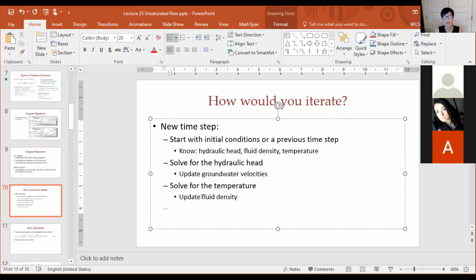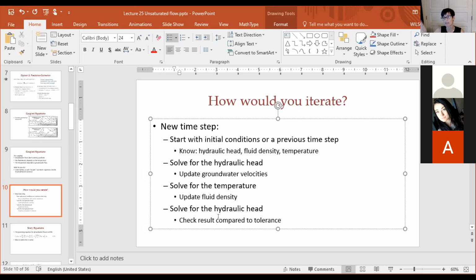Now that you've updated the fluid density, what you're going to do is start that iteration. You're going to solve the hydraulic head again, right? And then you're going to do your check to see whether you need to go back and solve for the temperature and update the fluid density and all these things. So check your results compared to tolerance. And if you pass, you're done and you move on to the next time step.